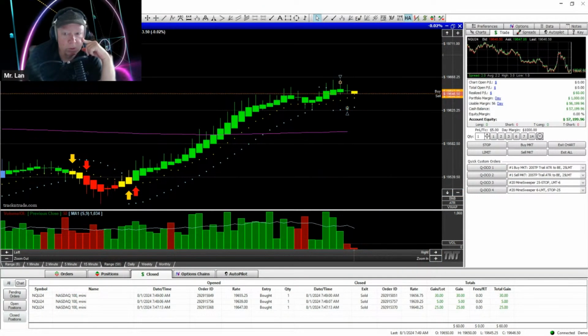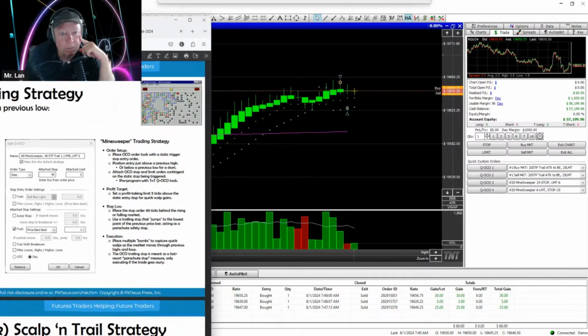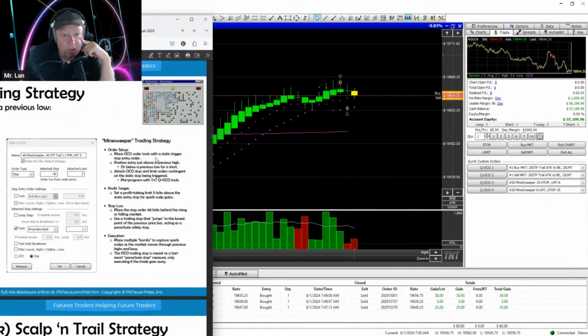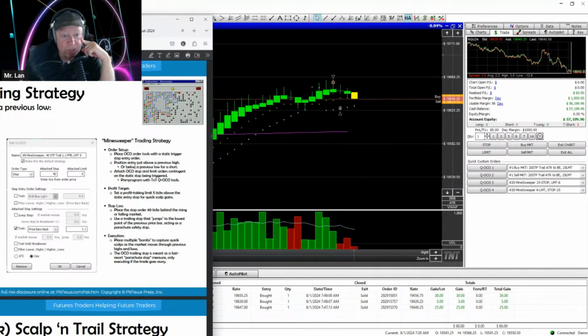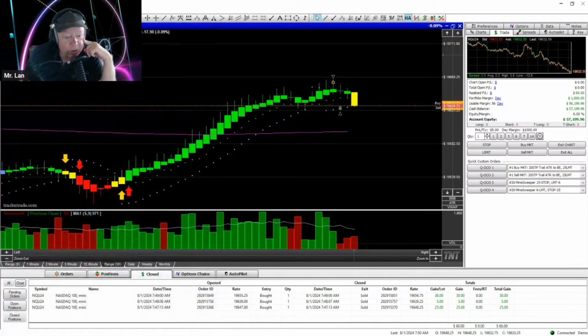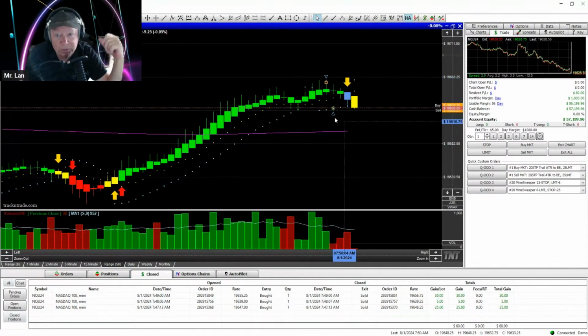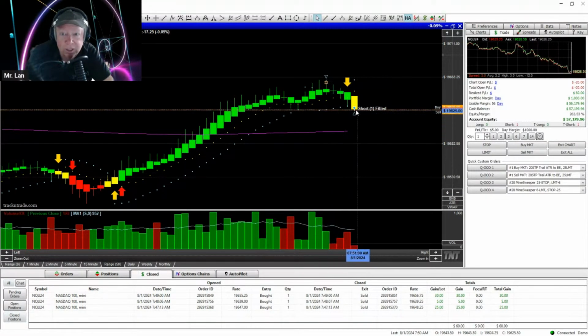Again, remember, the rules are: place OCOs with a static trigger stop at entry, position entry above a previous high or below a previous low for a short. That's all we're doing. We're just going to set these little bombs, and I call them bombs because, I take that one's filled. Let's see.